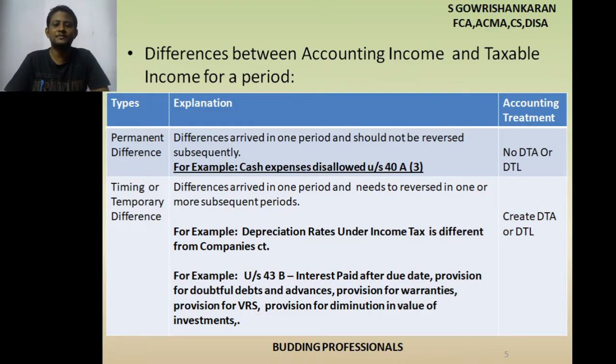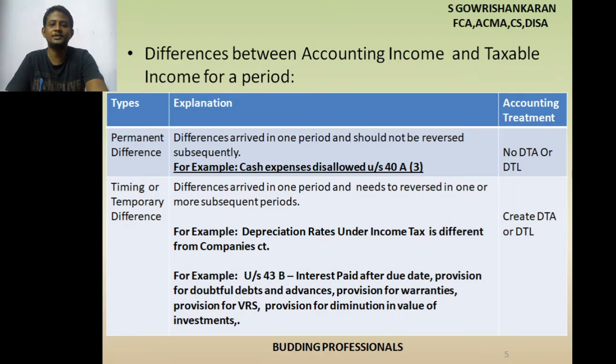Then you have two types of differences between accounting income and taxable income for a period. So there are two types of differences, which come under the Income Tax Act and the GAAP. Okay. So, permanent difference. What is this permanent difference?